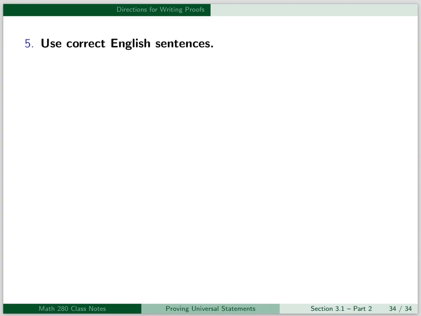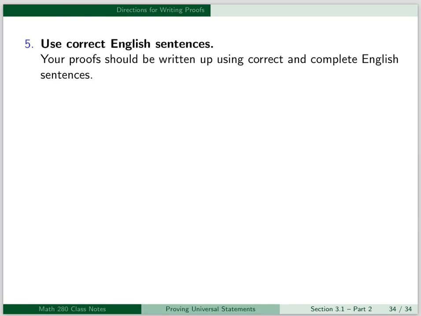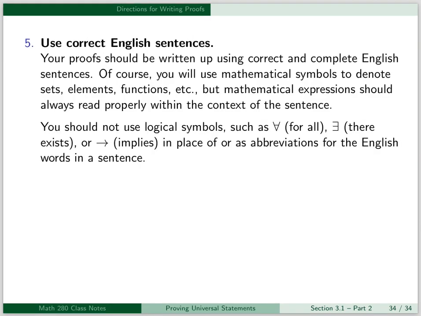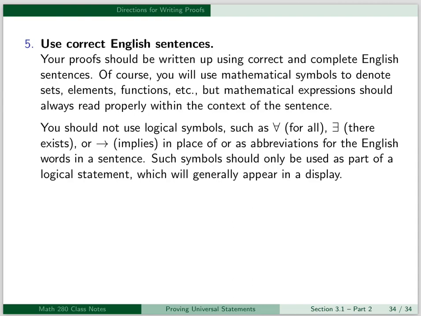And our fifth rule or guideline is to use correct English sentences. So your proof should be written up using correct and complete English sentences. Of course, you will use mathematical symbols to denote sets, elements, functions, and other mathematical objects, but mathematical expressions should always read properly within the context of the sentence. You should not use logical symbols, such as the symbols for all, there exists, or implies, in place of, or as abbreviations for the English words in a sentence. Such symbols should only be used as part of a logical statement, which will generally appear in a display.